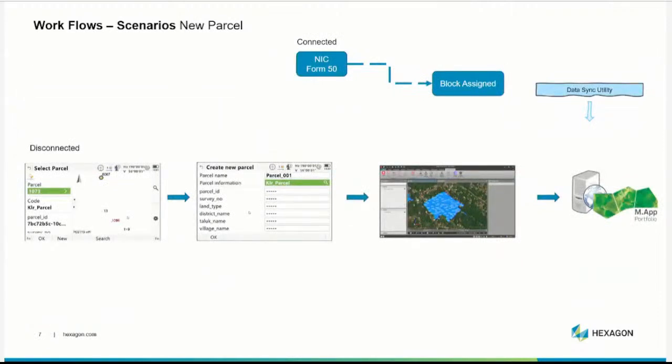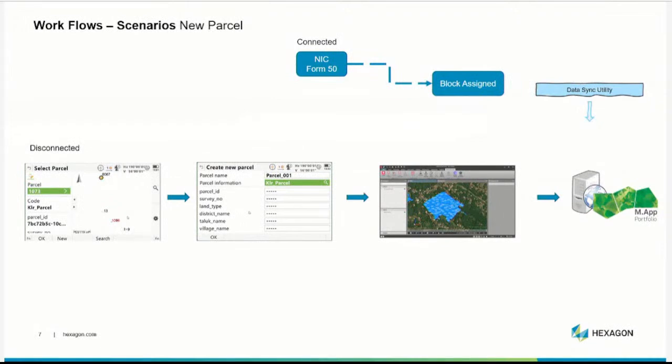So, what will happen when there is a new parcel scenario? Here again, there are two ways of how it actually works. One is in a connected environment. That means you have internet connection, right? So you will come back to the Ente Bhoomi application, fill up the form 50, you create the block, and then the whole thing will happen, right? That is a general process.